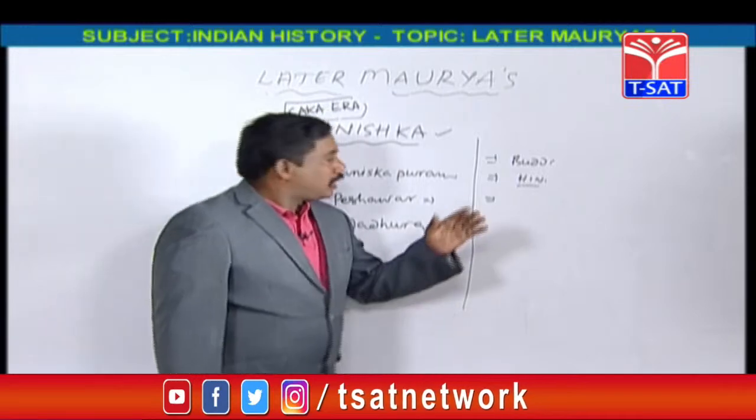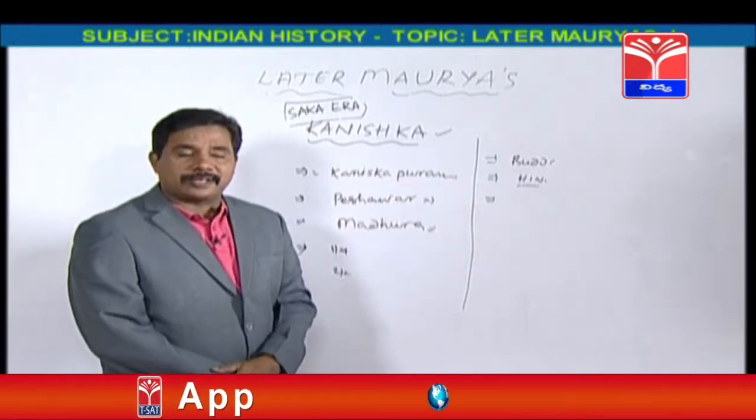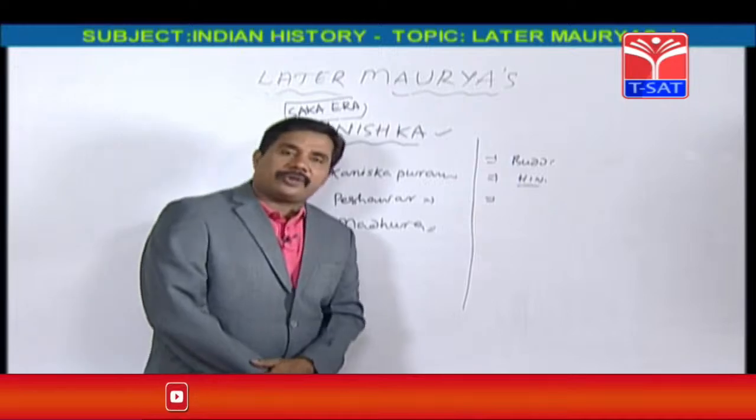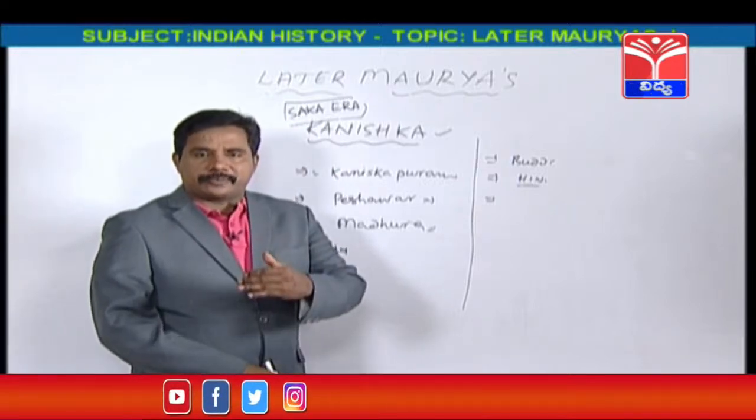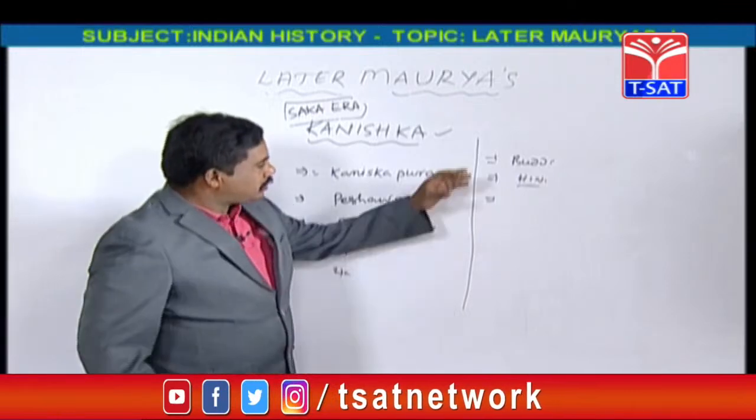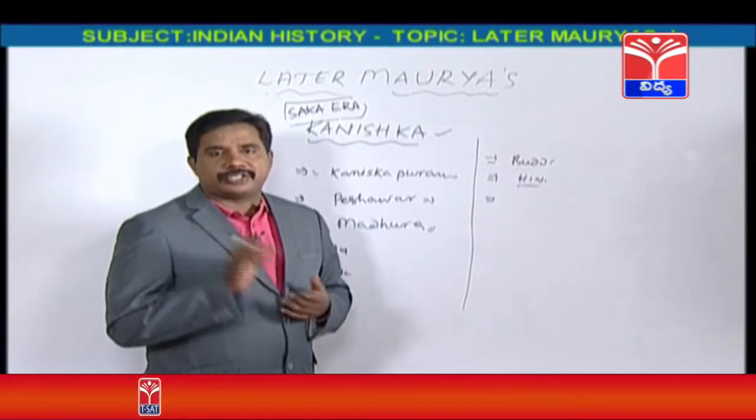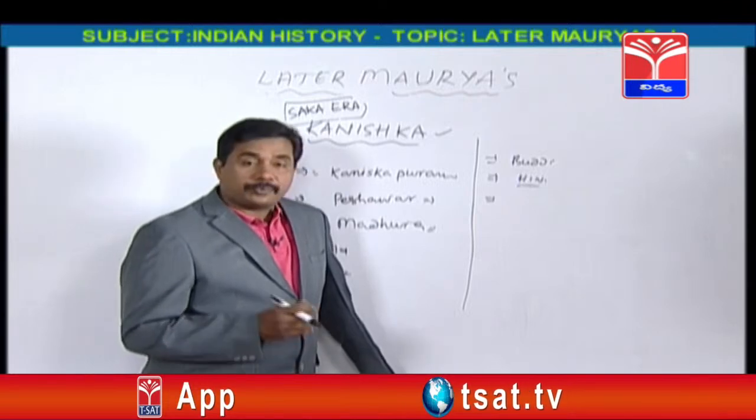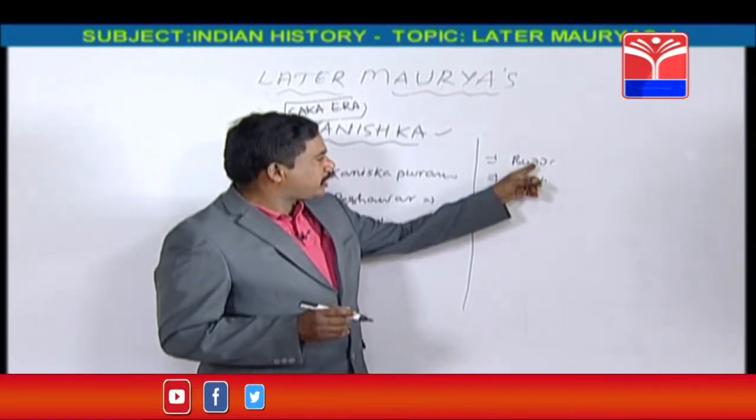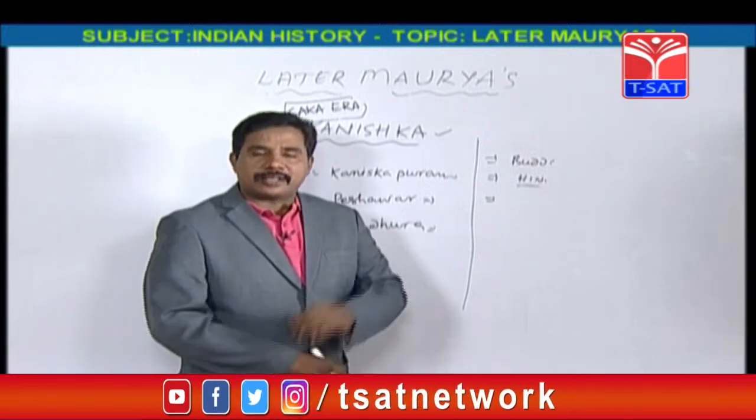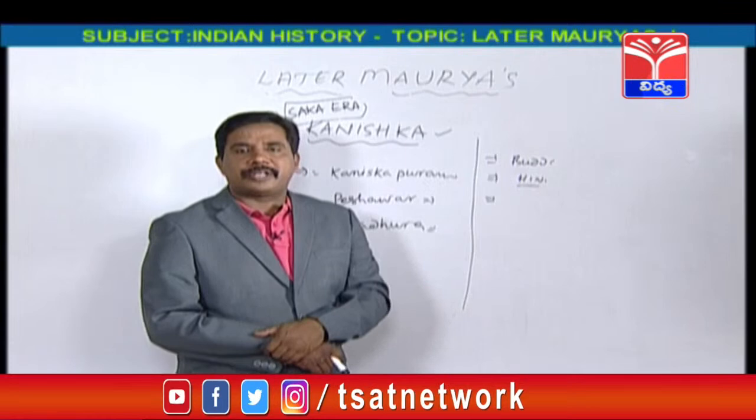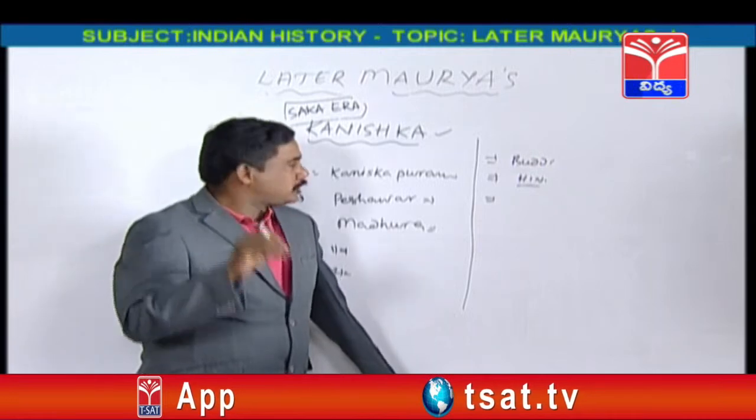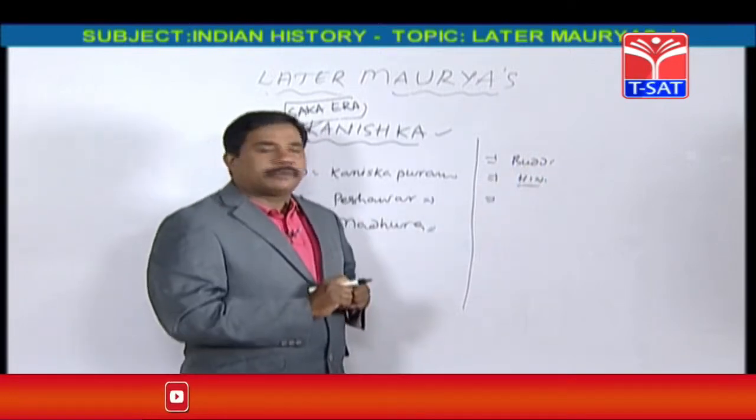So here, the Kushans are called secularists, because they did not follow any single religion, but each ruler followed a different religion. That's why the Kushan period is called the secular stage. The founder of the Kushans had taken Buddhism. On the coins he issued, the Buddha's picture was printed.